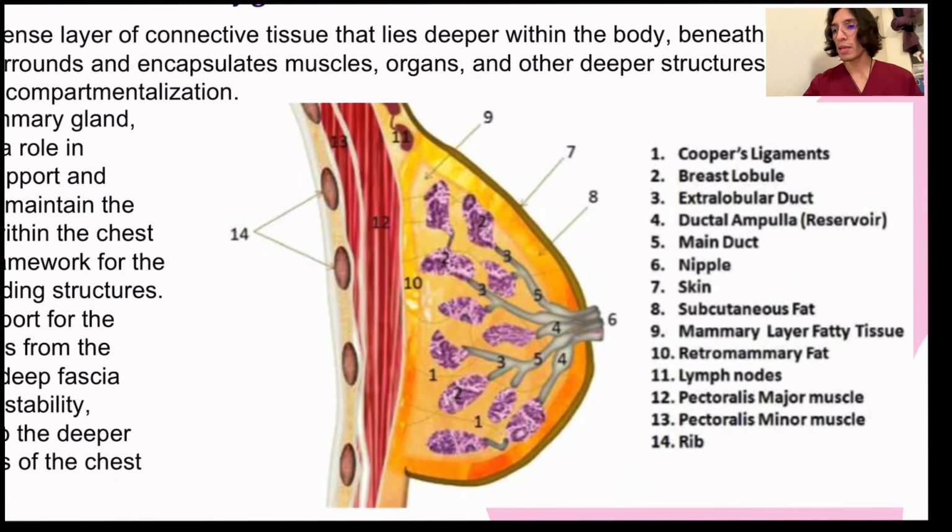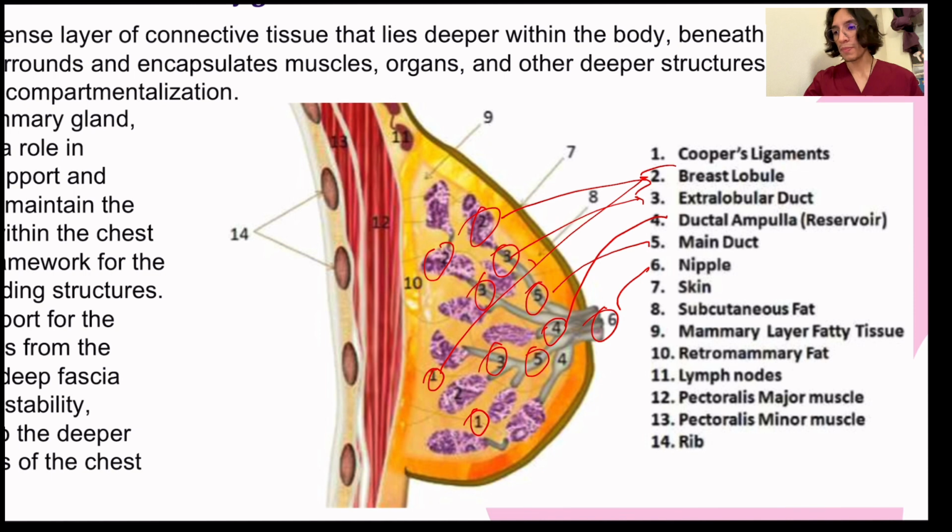Okay, here you can identify some structures. For example, here number 1 is Cooper's ligament. The breast lobes are located here also. The extralobular duct, number 3, you can see in all these parts. Ductal ampulla is in here, it is the reservoir. Number 5, the main duct, here. Number 6, nipple, we already saw.